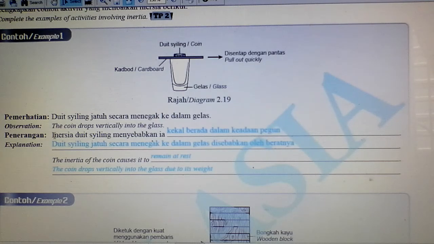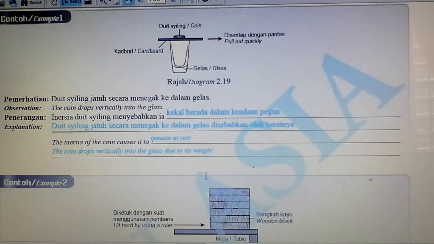Observation: the coin drops vertically into the glass. Explanation: inertia of the coin causes it to remain at rest. The coin drops vertically into the glass due to its weight, meaning it does not move together with the cardboard but remains in its original state of rest. Thus, it just drops into the glass due to gravity pull or weight. Second example.